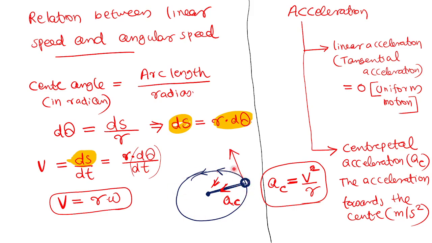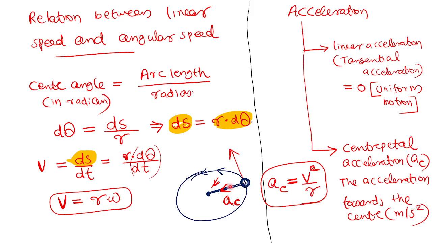To keep the body in the circular track, every time a certain force is necessary towards the center. Understood, Devasri? A certain amount of force towards the center is necessary. Otherwise, it will escape. So there is a force towards the center. Whenever a force is there, there will be acceleration, because F equals ma. If F is there, a will be there.